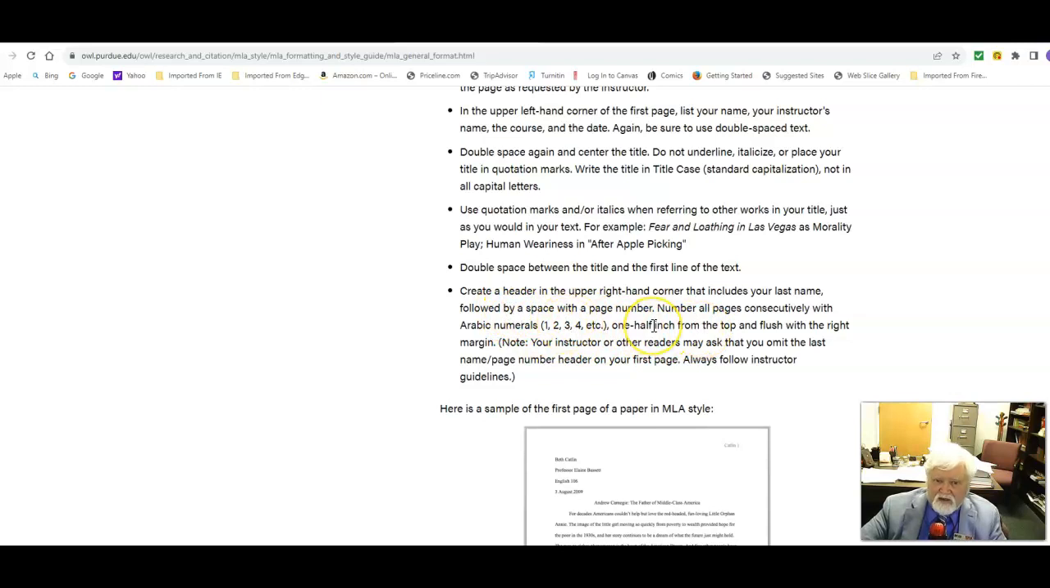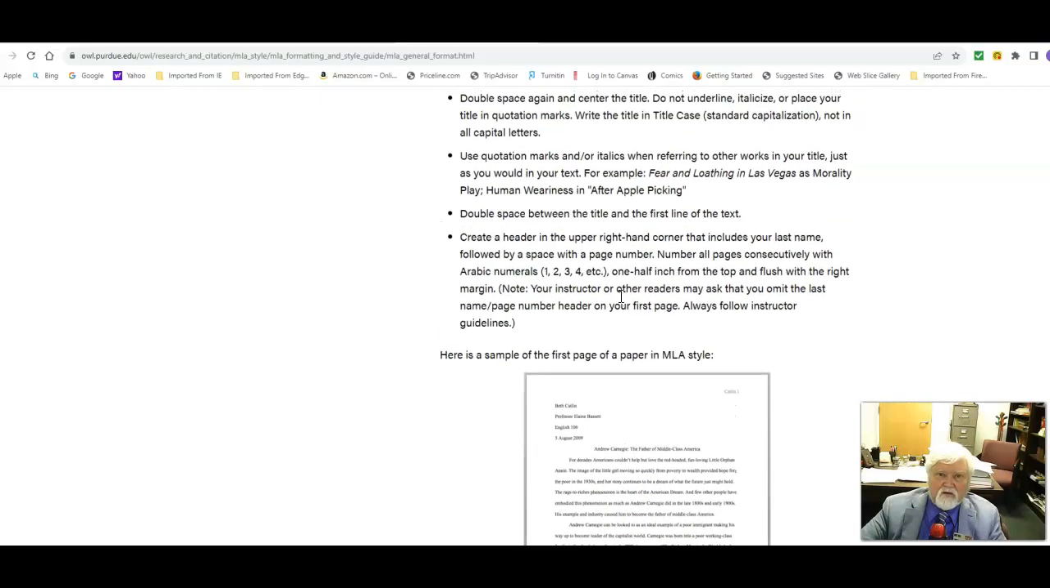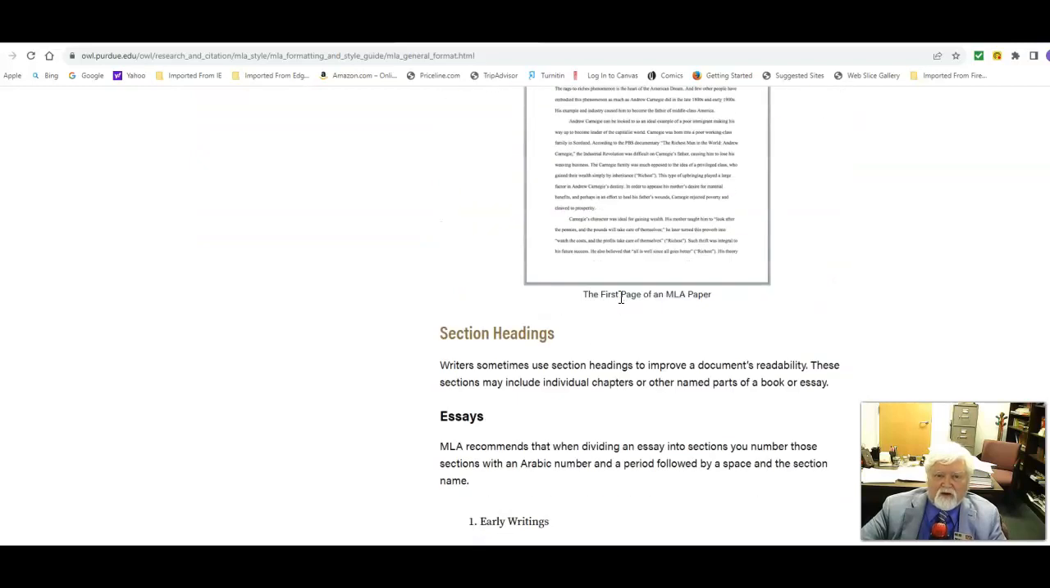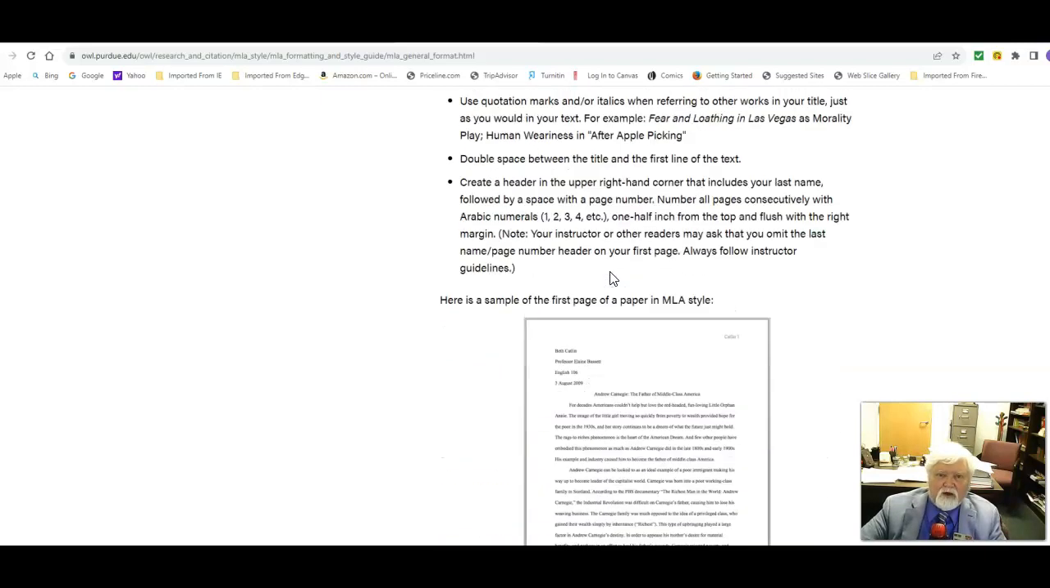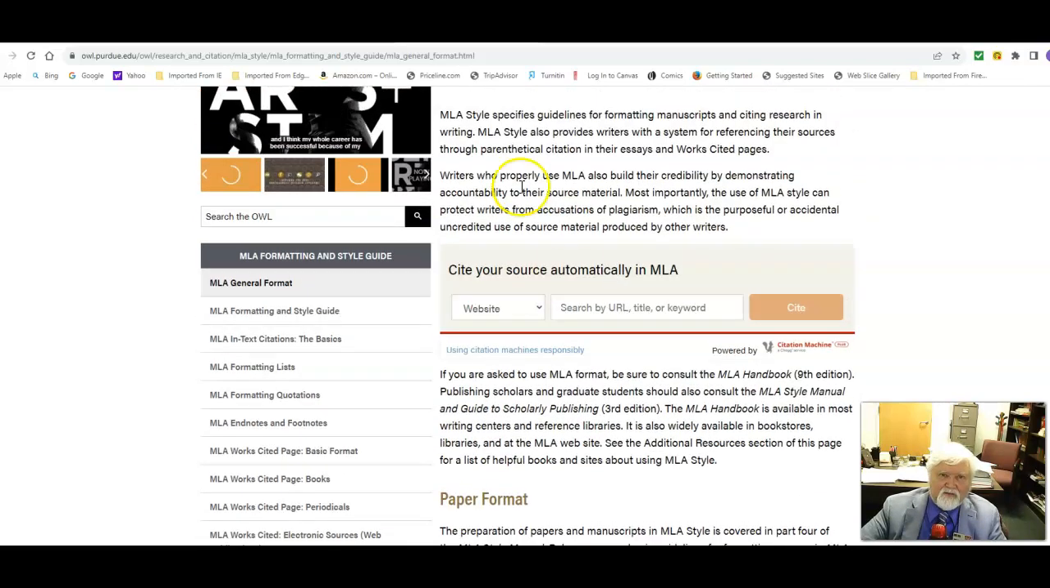Create your header, which we did. And then they show you how that first page should look, and there's the detail for you. So you have this in what you need. Now they go and talk about section headings. Sometimes you'll use that, but you're not going to do that for this one. That's only if you have a lengthy technical paper. We're not going to be doing headings. We don't need section headings. You're writing one continuous essay.